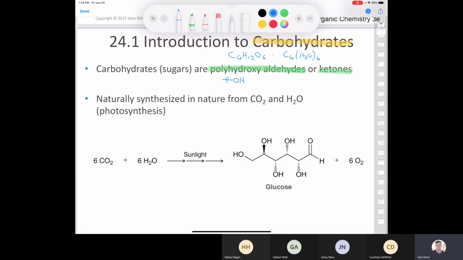Now, where do we get carbohydrates from? Most are synthesized in nature, especially the ones that are naturally occurring. They come from carbon dioxide and water in the process called photosynthesis. I remember learning this in grade school: plants take in carbon dioxide, and then they take water and sunlight, and then they make sugar. Not only do plants form sugars in photosynthesis, but they also release oxygen in the process. And then, of course, we take the sugars and break them down and release carbon dioxide and water.